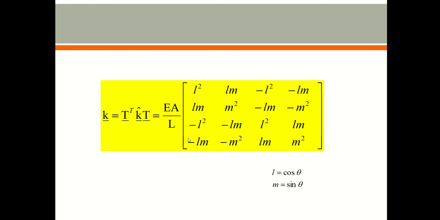Most of the case, if you want to find a displacement in the global coordinate axis, we have to find the stiffness relative to the global coordinates. So we have to use this one. If we have a displacement in the global x-axis, we have to use this one. You just remember this part of the formula. L is cos theta, m is sine theta.